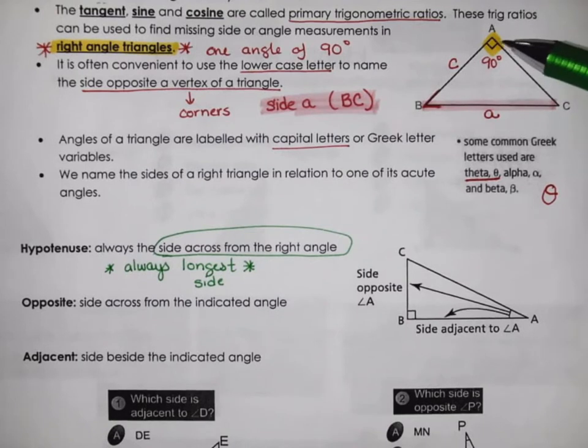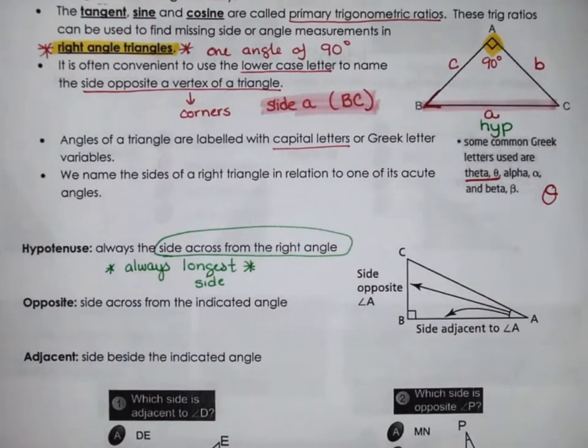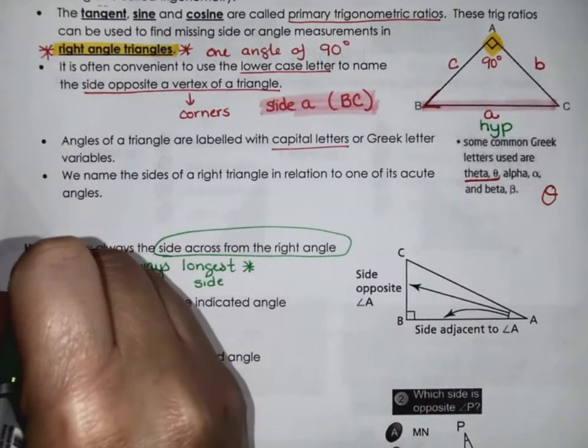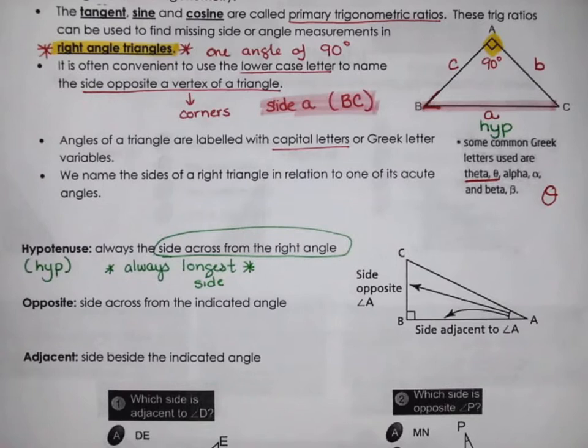All right, so if we go back to this top triangle here, what side is my hypotenuse? Brilliant. And so the abbreviated version of hypotenuse, because nobody's got the time to write all that out, is hyp. Okay? Without the E.